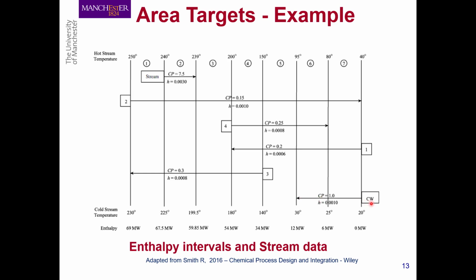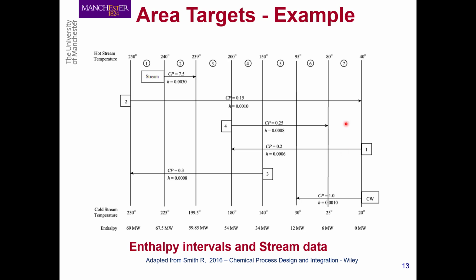So, say cooling water is going from a temperature of 20 degrees centigrade to 30 degrees centigrade, it means that this stream is contributing to interval 7 and interval 6. And similarly, stream 1 is going from a temperature of 40 to 200 degrees centigrade, so it means that it is involved in intervals 4, 5, 6, and 7.